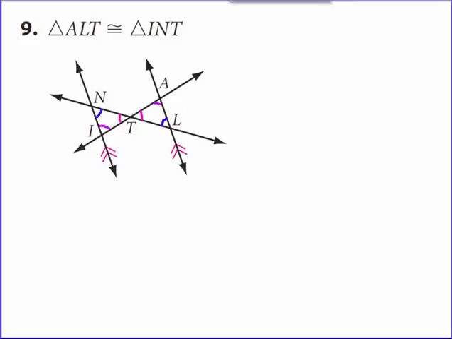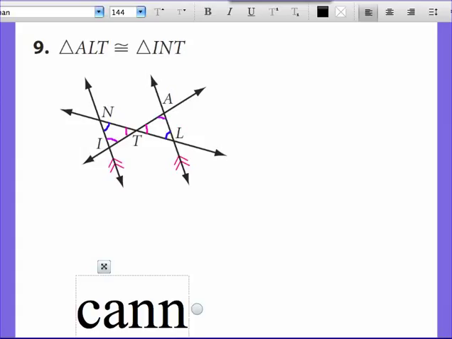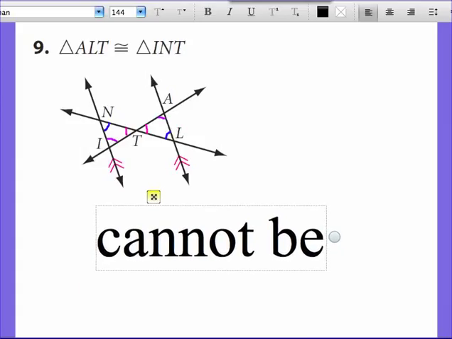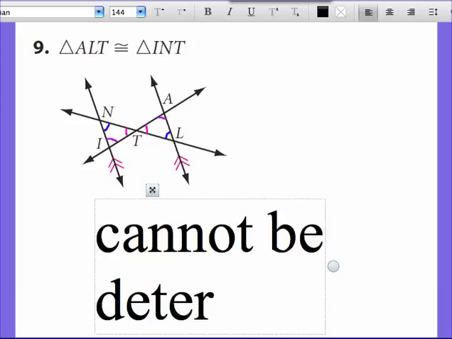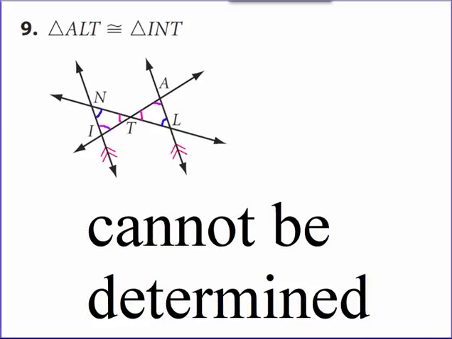So as a result, for three angles, you can't prove that any of the sides are the same. So your answer actually on this one is going to be cannot be determined. Okay, so this is number 9, and the reason being is because you don't know any sides. All you know are the angles.